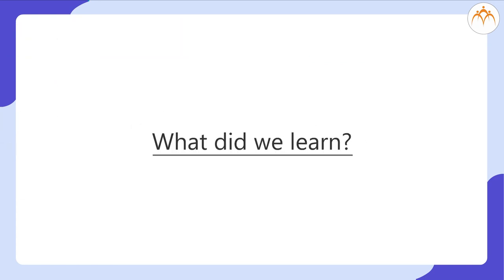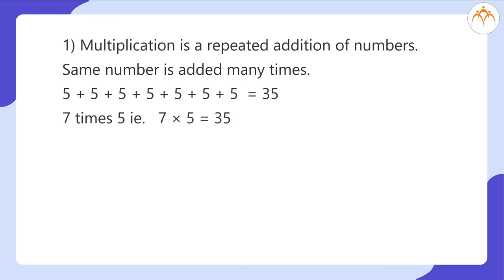What did we learn? 1. Multiplication is a repeated addition of numbers. The same number is added many times. 5 plus 5 plus 5 plus 5 plus 5 plus 5 plus 5 equals 35. That is 7 times 5, that is 7 multiplied by 5 equals 35.